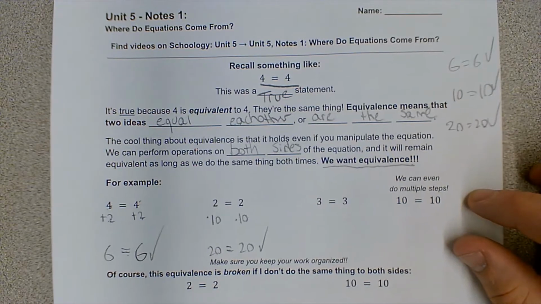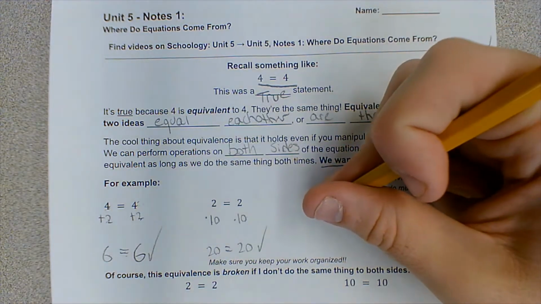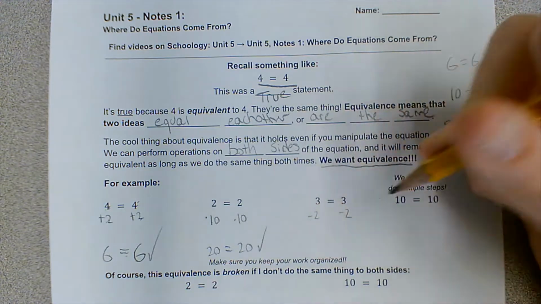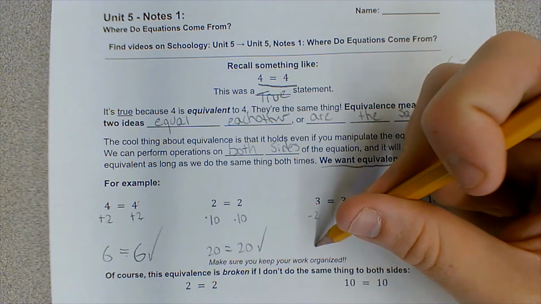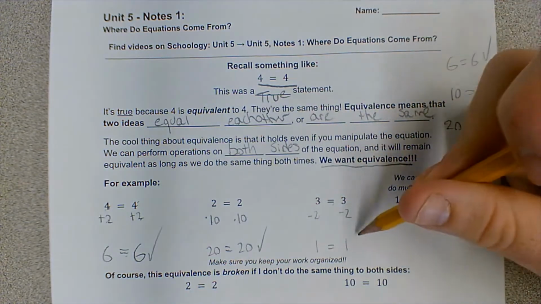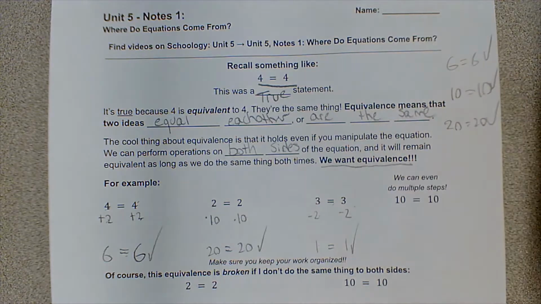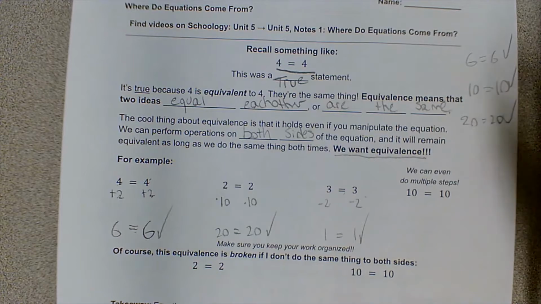Next one up. I got 3 equals 3. This time, let's do subtraction. Let's just say subtract 2, subtract 2. The most important thing is I do the same thing on both sides. 3 minus 2 is going to be 1. Bring my equal sign down, and my 1. Answer below my work. Still equivalent. And I can do this multiple times. I can do this with multiple steps.